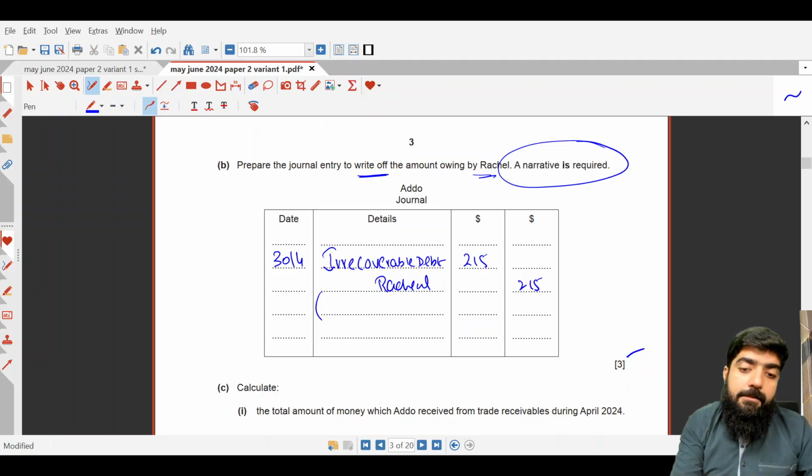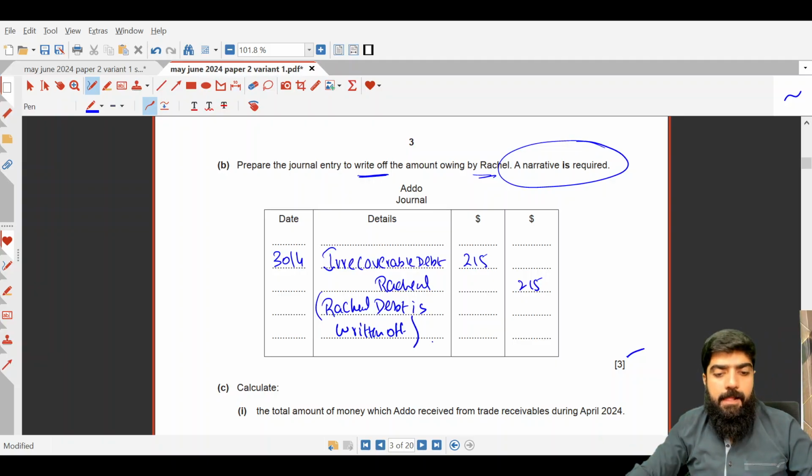So what will be the narration to record this entry? Rachel's bad debt is written off. Yes, Rachel's debt is written off. Are you getting my point? Yes, sir. Just see that the requirement is quite simple.